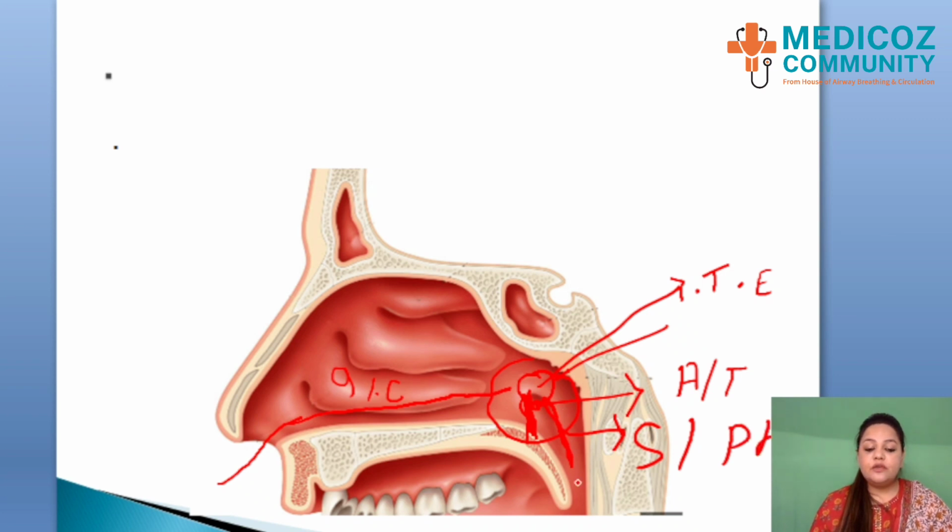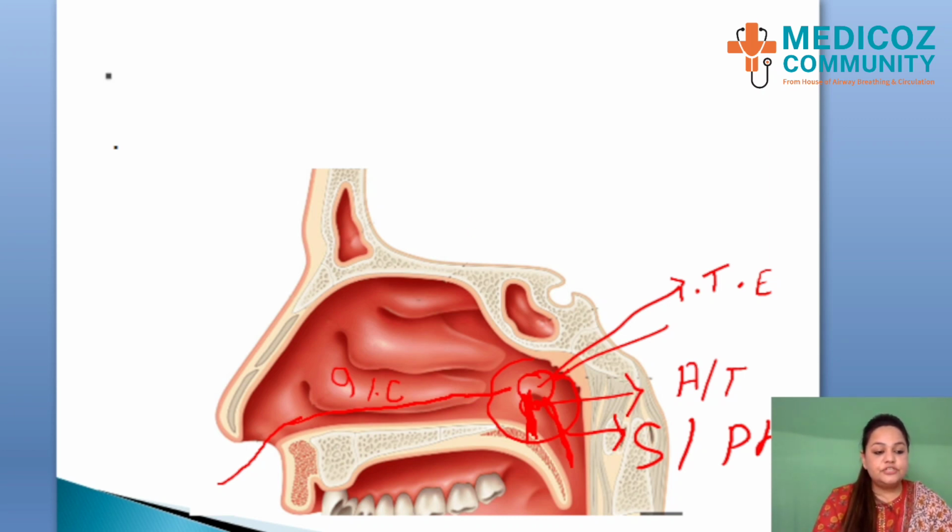There is another mucosal fold which is called the salpingopharyngeal fold. Within it, there is a muscle of the same name, the salpingopharyngeus, and the overlapping mucous membrane covering it forms a fold that is called the salpingopharyngeal fold.